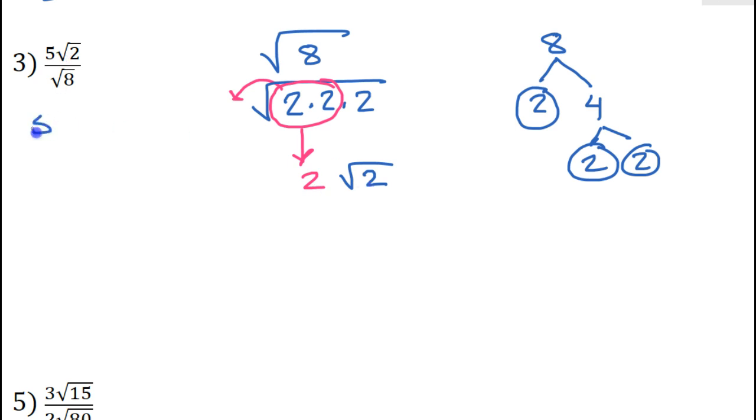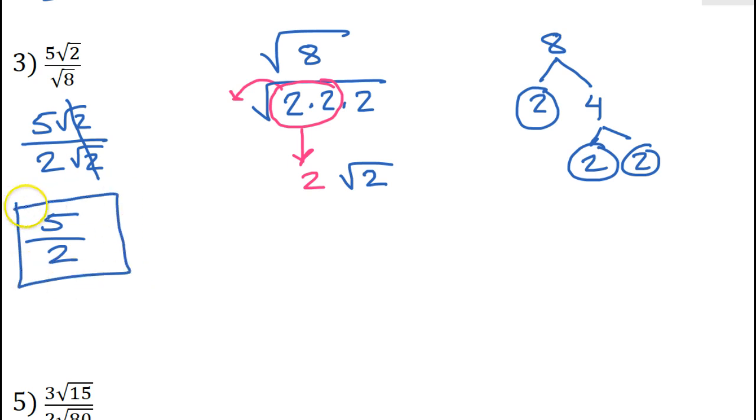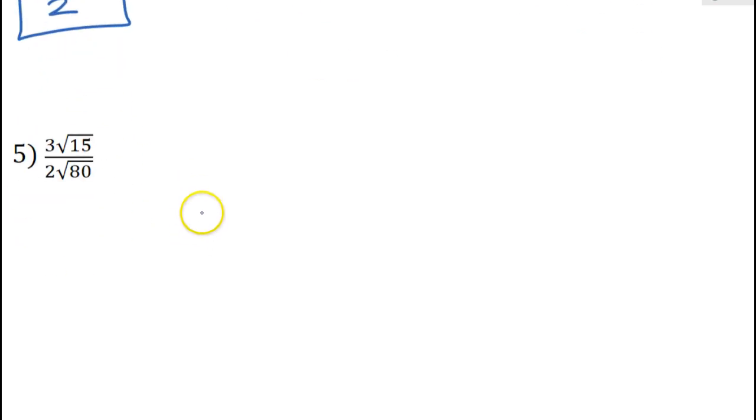So now I have 5 radical 2 over 2 radical 2. Well, this is a nice little coincidence. I have radical 2 in the numerator and the denominator, so those will cancel out. So the final answer will simply be 5 over 2. That was a little bit of a coincidence.